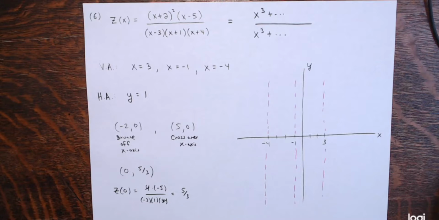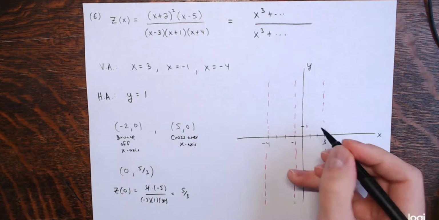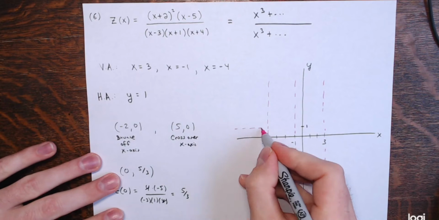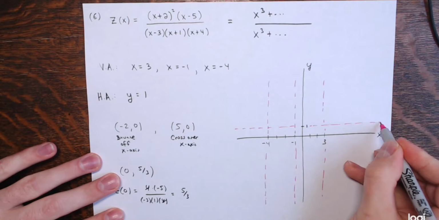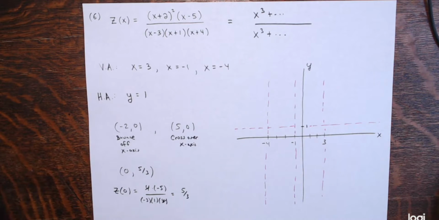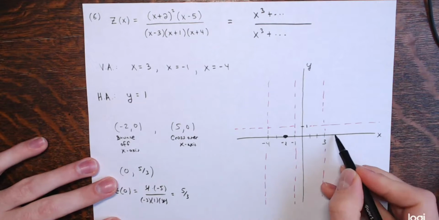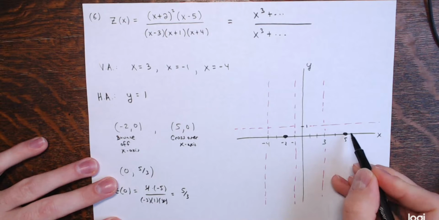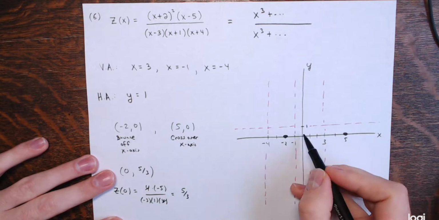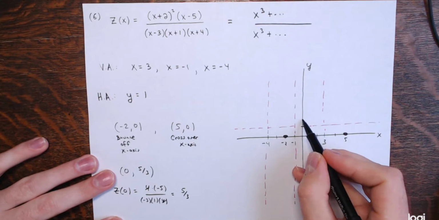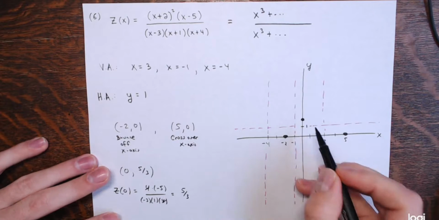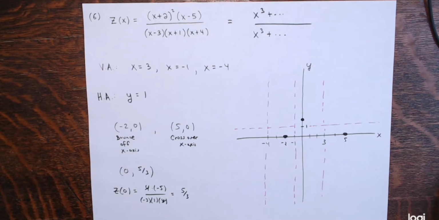Y equals 1, horizontal asymptote. Intercepts: (-2, 0), (5, 0), and (0, 5/3), so 1 and 2/3, so it's up here somewhere. Right, there's (0, 5/3) above 1. Alright, and I will need to plot some points.